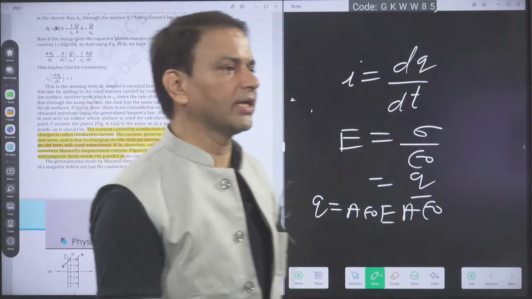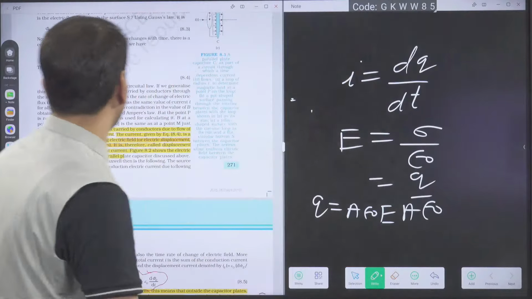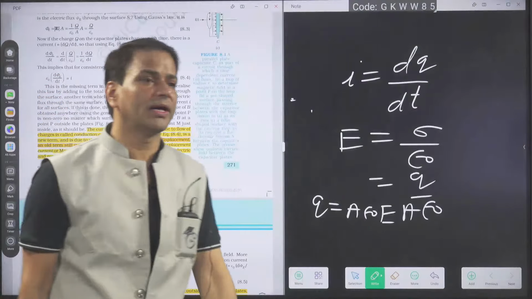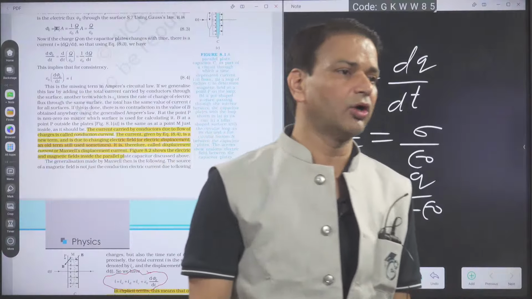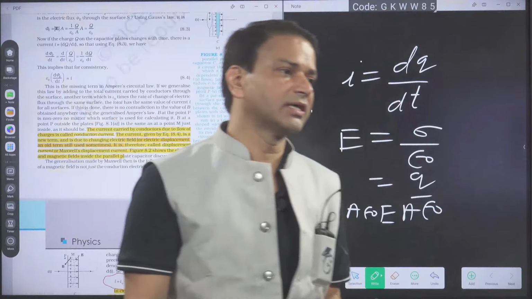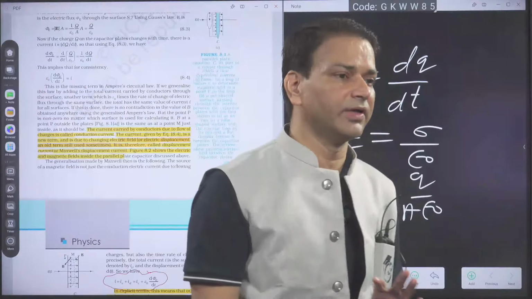dq by dt you will get A epsilon naught into dE by dt. So that they are written here. I is equal to epsilon naught into d phi E by dt, where phi E is the electric flux. Electric flux formula is what? E dot A. Then we will get the formula: dq by dt will be A epsilon naught into dE by dt. So that's why we are saying what is the cause of the displacement current? Varying electric field. Everybody got?